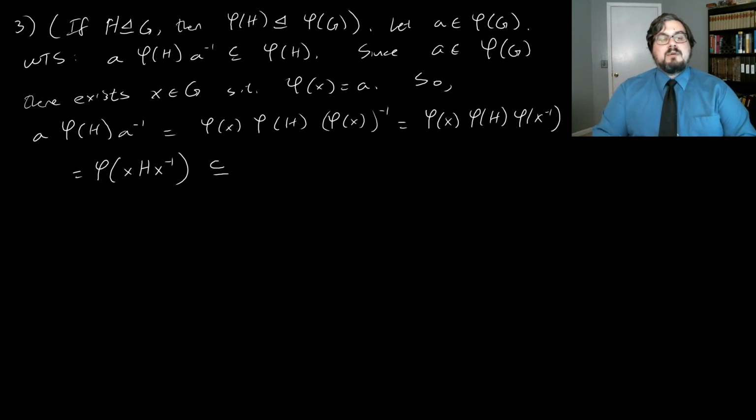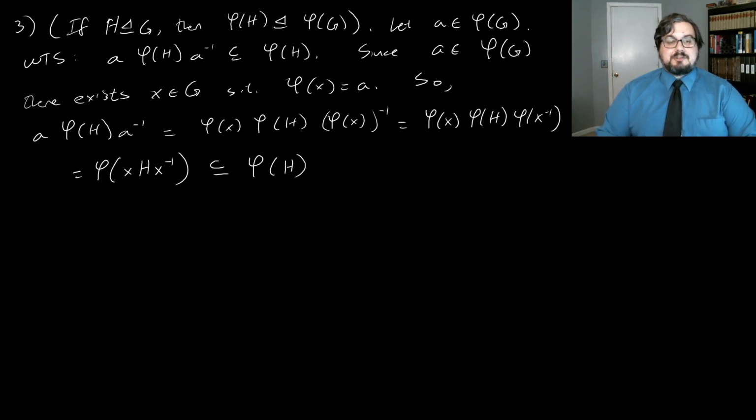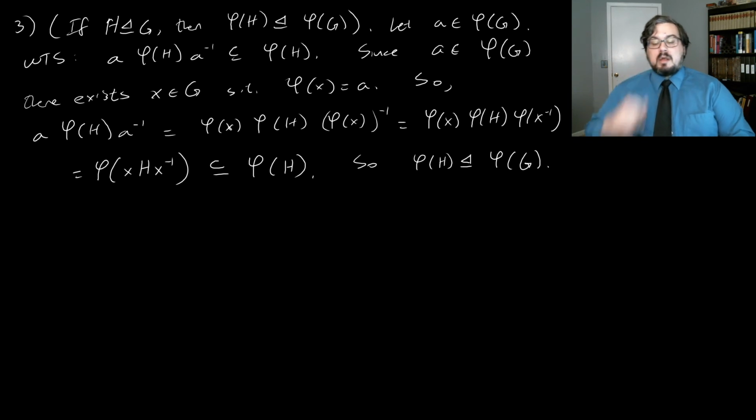Now we know that H is a normal subgroup of G and X belongs to G, and therefore this is all a subset of phi of H, which is exactly what we wanted to show. So that shows us that phi of H is a normal subgroup of phi of G.